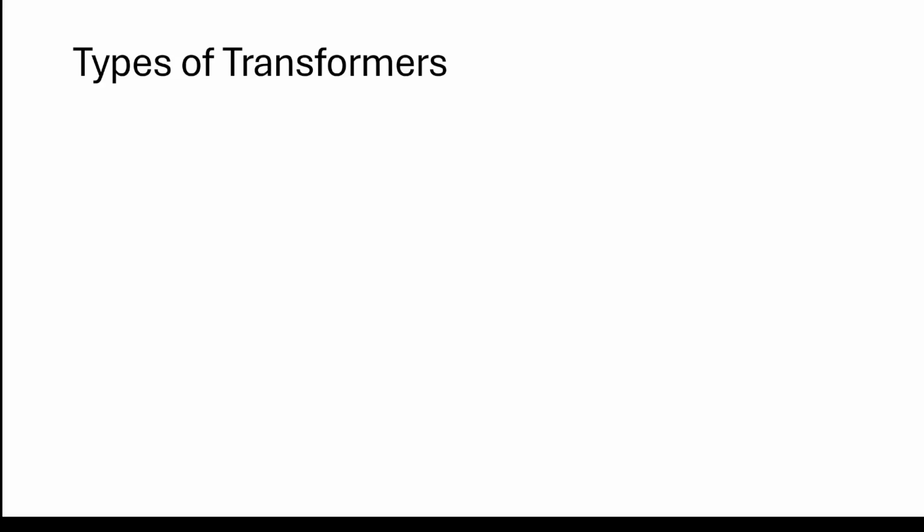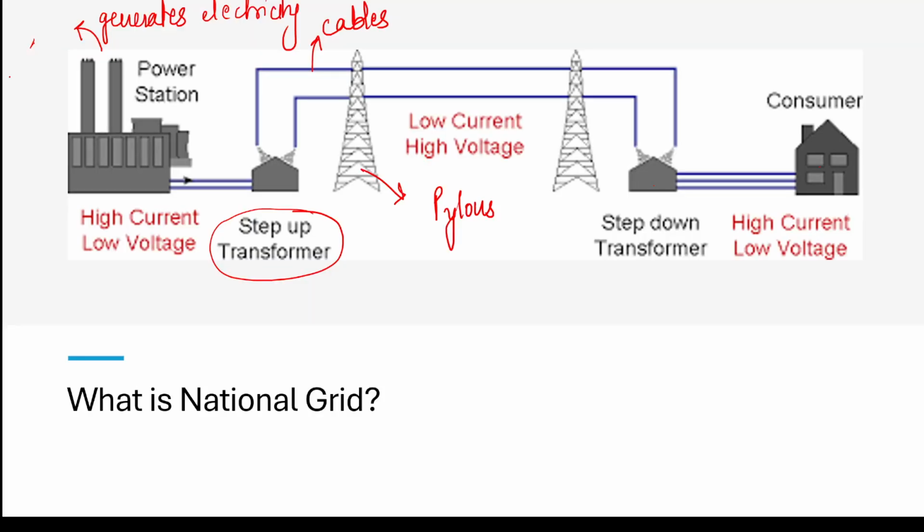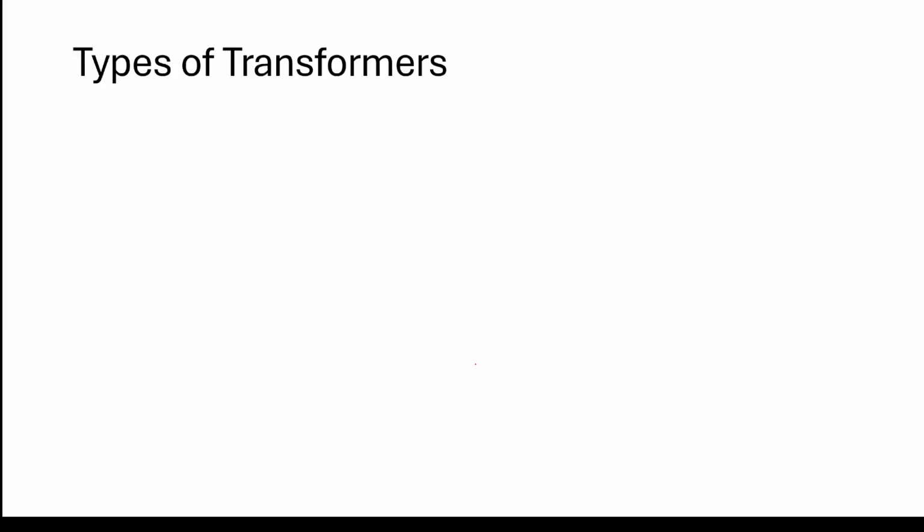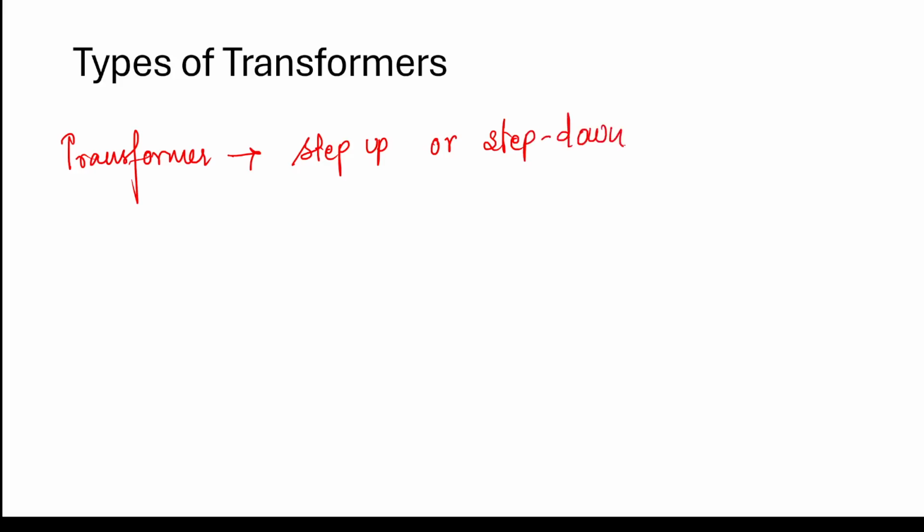Now, why does a national grid have a transformer? And what is a transformer? What a transformer does is it either steps up or steps down a voltage. That tells you how many types of transformer there are. There are two types. One is a step up transformer, another one is a step down.